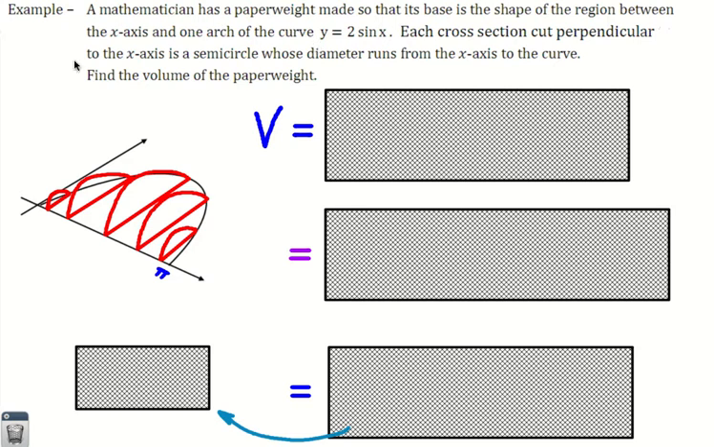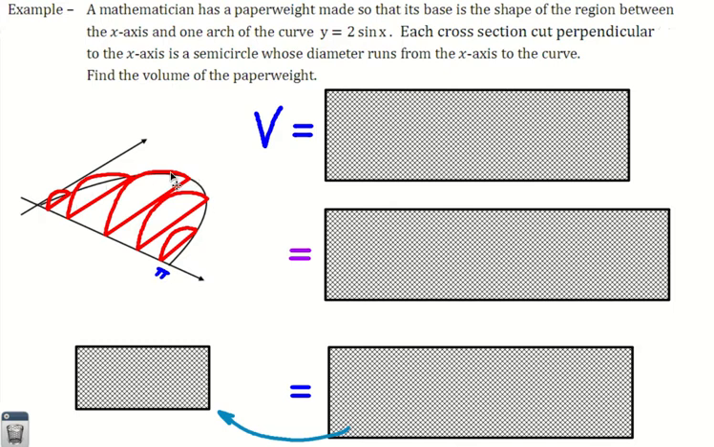A lot of fancy reading here, so I highly recommend reading it again, reading it a third time, making sure you understand what's going on with this solid with volume, and the cross sections and everything. So a mathematician, which shall remain nameless, has a paperweight made so that its base is the shape of the region between the x-axis and one arch of the curve y equals 2 sin of x. That's in black.